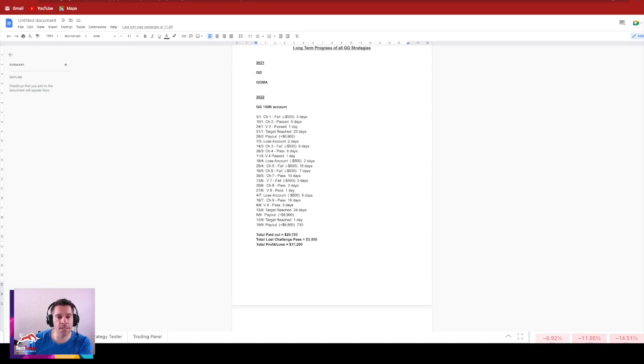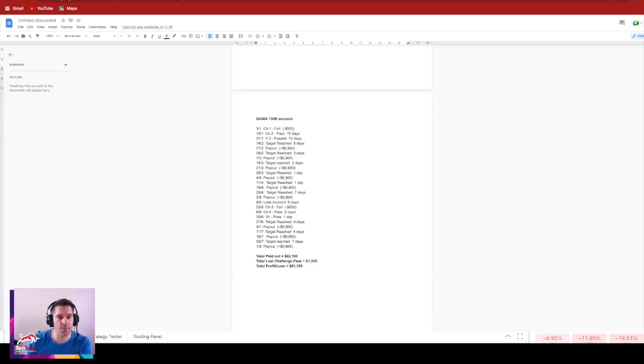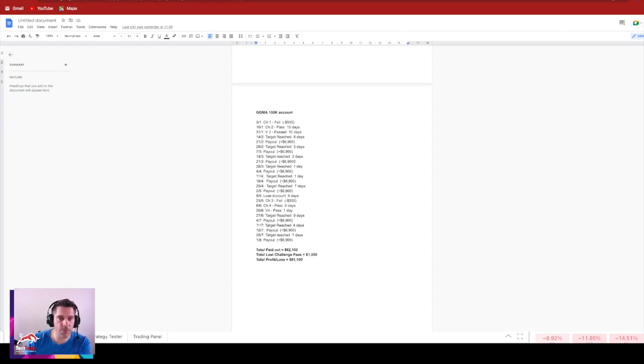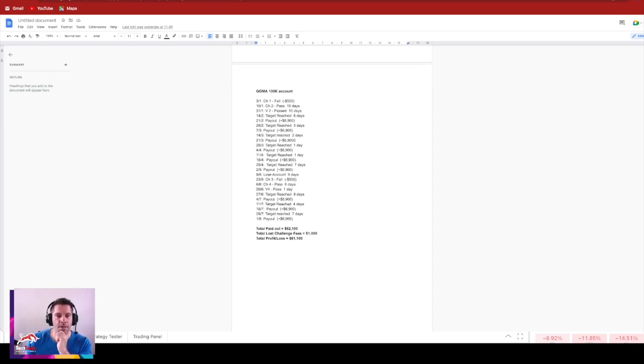Then the GG MA files, which were actually performing way better this year. Let's have a look at that. First challenge you would have failed. Challenge 2 you would have passed. Verification passed. And we're trading, right? Now look at this. With this one account, we ended up with 1, 2, 3, 4, 5, 6 payouts in a row, guys.